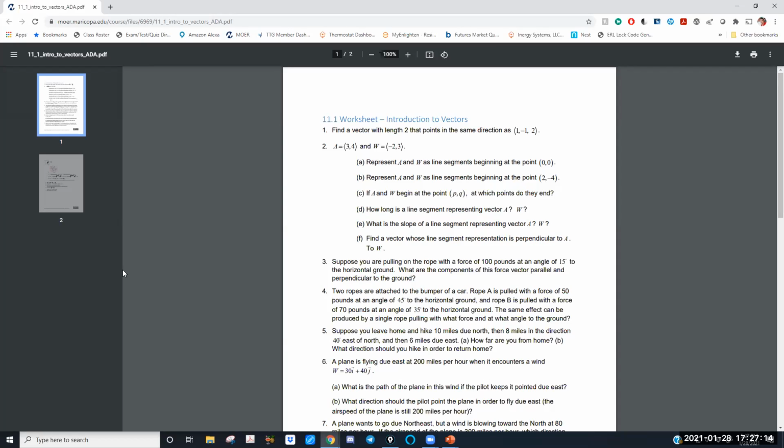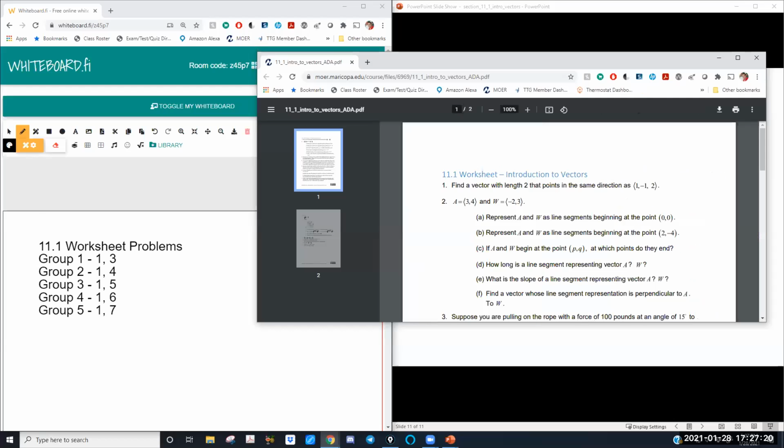Just because of time's sake, I want to get you guys working. So we're going to break into 5 groups. You should have an invitation into the rooms. And again, I'll put a link to the whiteboard in there as well, in case you forget which problem your group's supposed to be working on.